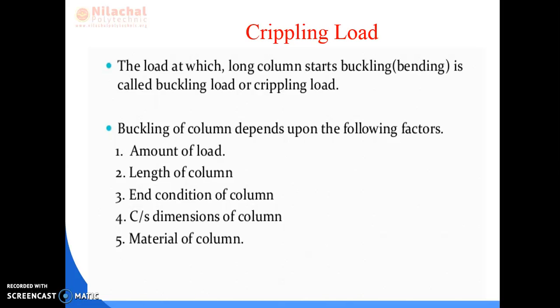Lastly is the material of the column. Material of the column means what? For the design of the column, we have to choose the material in such a way that the column should not buckle. That is our main aim. So we have to choose a type of material so that buckling of the column does not take place. If the material is weaker, the chances of buckling are also more.